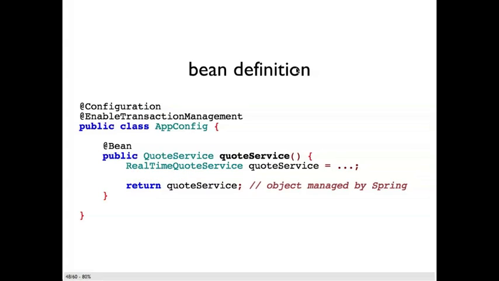But by the time you return that object, when that quote service object is returned from that Bean method, at that point, it's managed by the Spring container. It becomes a Spring Bean just like every other Spring Bean, regardless of where they came from: XML, annotations, now Bean methods. By the time you get to the Spring container, they're basically all the same.